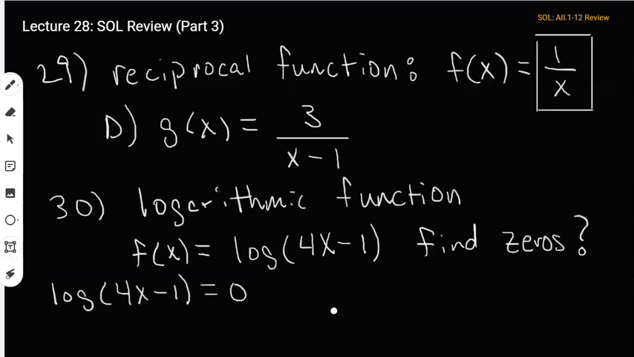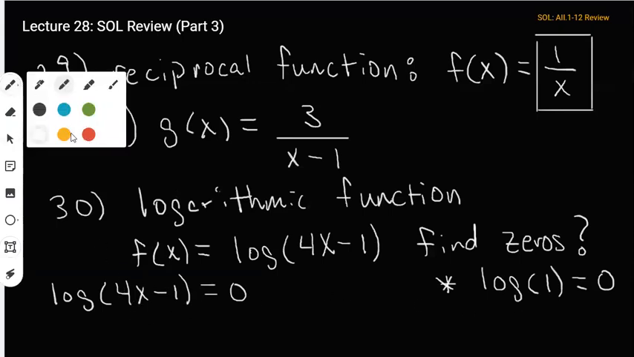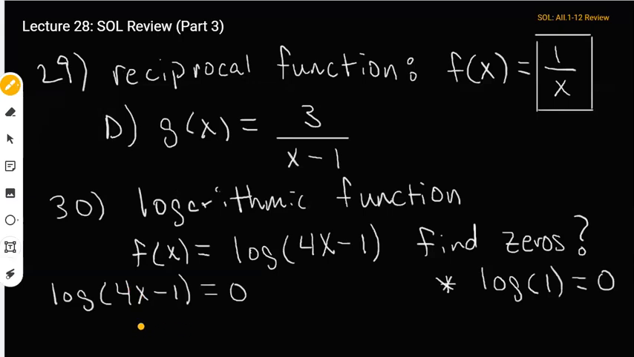And now we need to figure out what x is. So one of the things to know about logarithms is the log of 1 is always equal to 0. Log of 1 is always equal to 0. So I need to figure out what value 4x minus 1 would have to be to make the inside equal to 1. So I'm going to set it equal to 1, and see what we get.